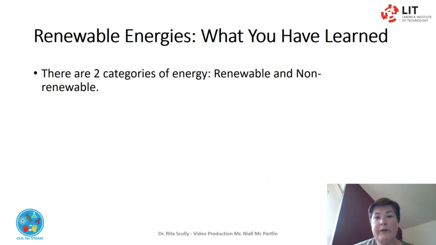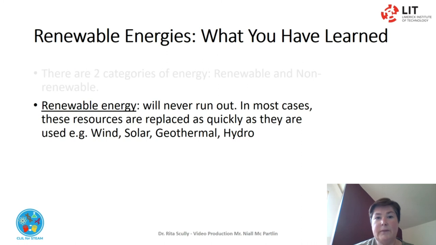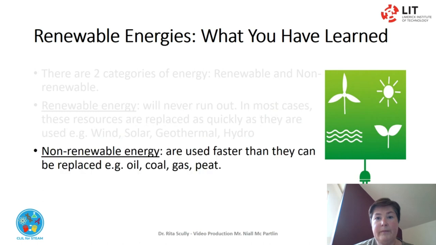There are two categories of energy, renewable and non-renewable. Renewable energies will never run out. In most cases, these resources are replaced as quickly as they are used. Wind, solar, geothermal, and hydro are examples. Non-renewable energies are used faster than they can be replaced. Oil, coal, gas, and peat are examples of these.